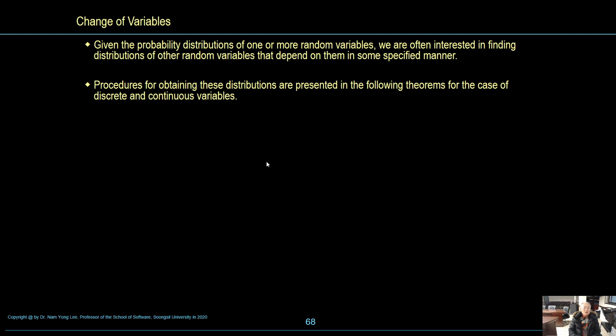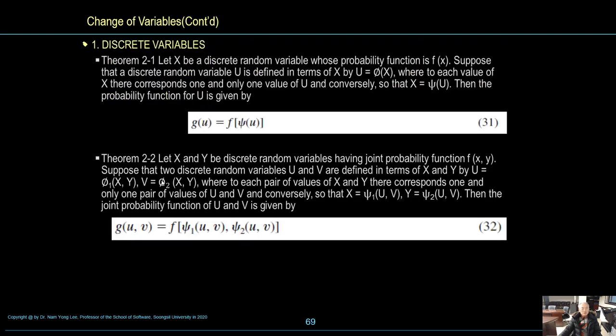Let's talk about change of variables. Given the probability distributions of one or more random variables, we are often interested in finding distributions of other random variables that depend on them in some specific manner.